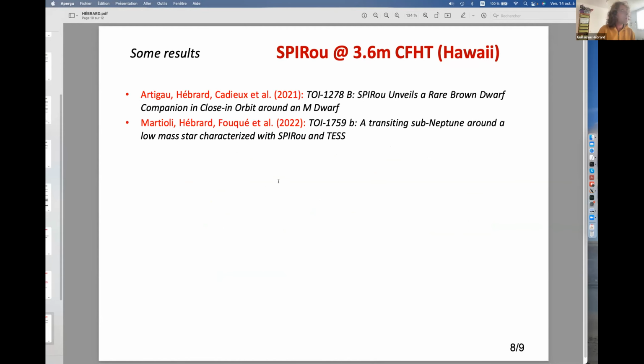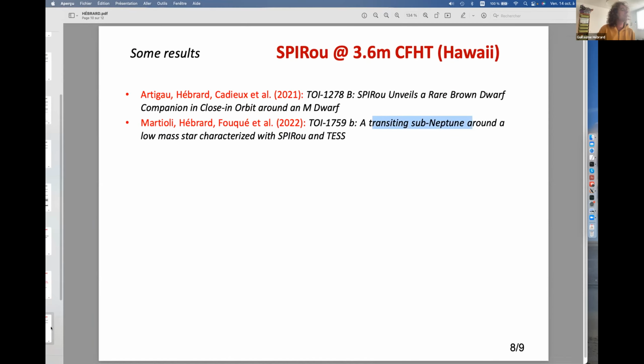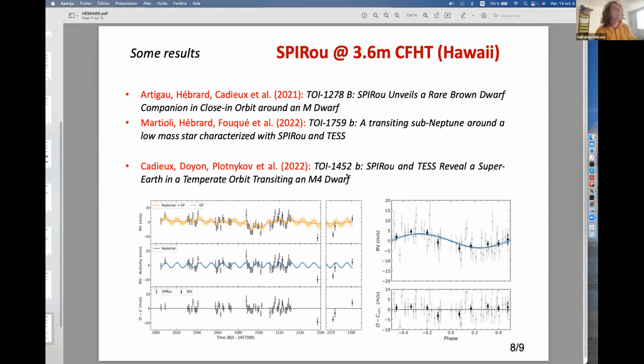Some results: we published a transiting brown dwarf, and also a transiting sub-Neptune. If I focus on one of those results, by Charles Cadieux and collaborators, released a few weeks ago, it is a super-Earth in a temperate orbit transiting an M dwarf. We see the radial velocity curve obtained with SPIRou, and that object is very favorable for atmospheric characterization with JWST.